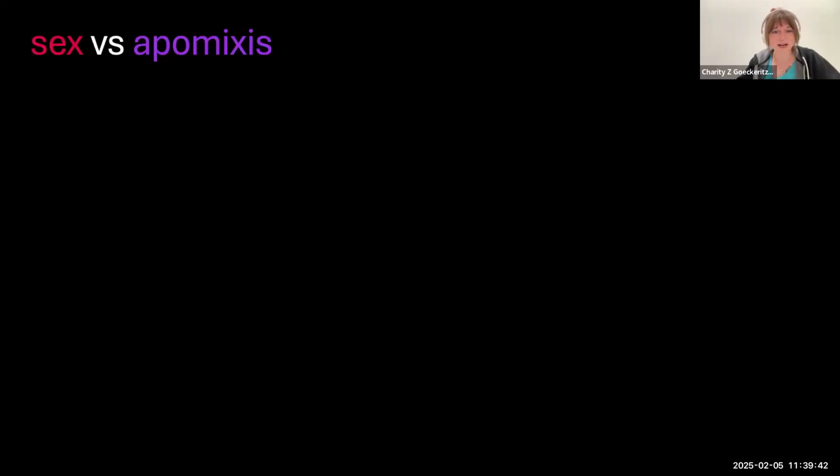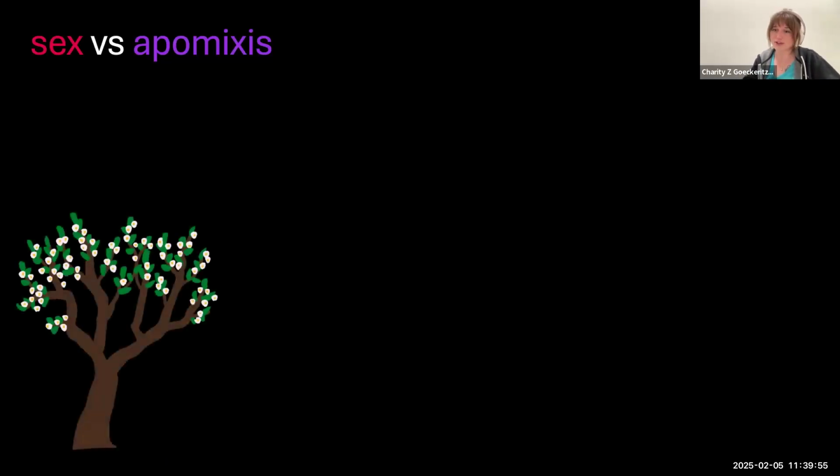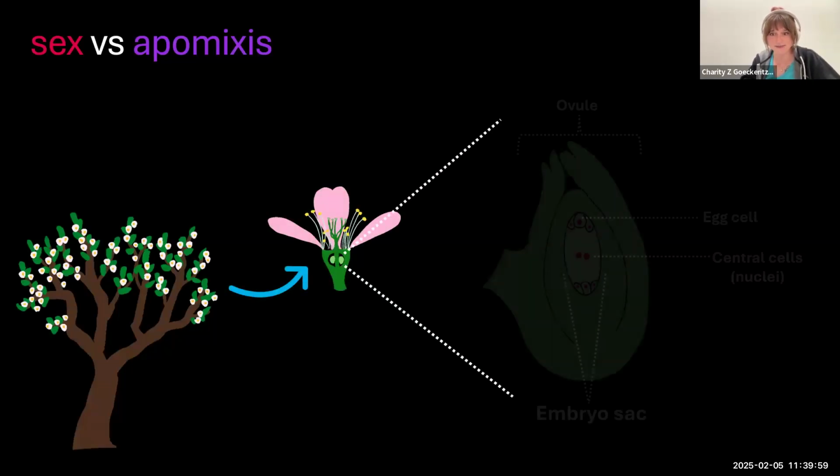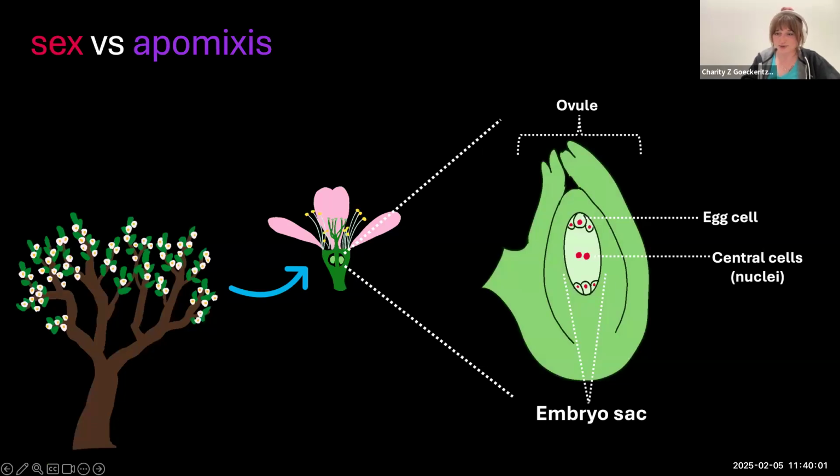First things first, I always like to take a moment to orient myself and others in relation to the structures and the developmental processes we're talking about when we're talking about apomixis. So we're going to start pretty broad with the tree. And on that tree, we have flowers. And deep inside the flower ovary is this weird alien-looking structure, which we call the ovule, and that houses the embryo sac.